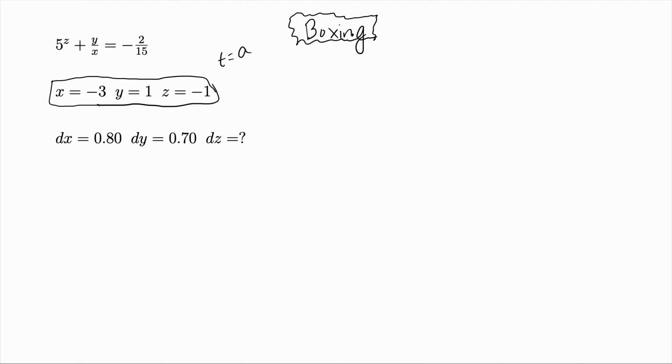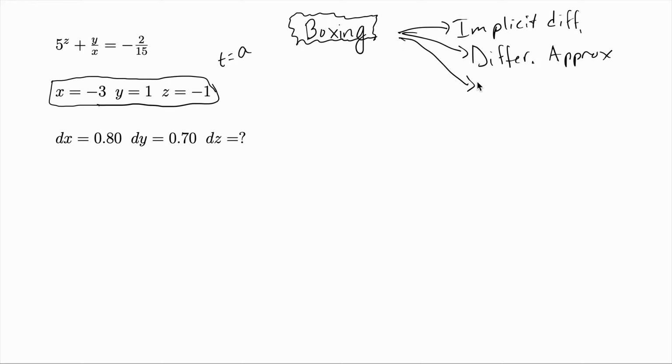Actually, you can use it for implicit differentiation as well. Boxing is a very useful technique for implicit differentiation. It's also a nice technique for differential approximation, which is what this question is, as well as related rates. But really, all of these things can be thought of as one and the same, especially what we're doing right now. We're thinking of x, y, and z as being functions of the same thing.